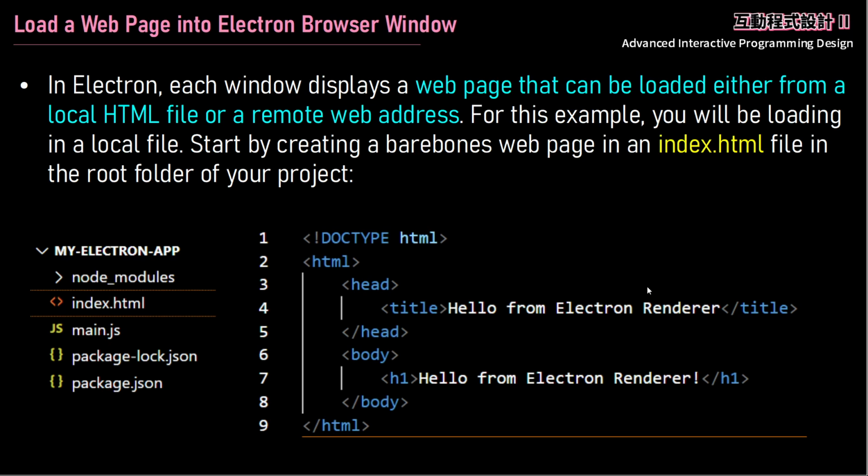Now we're going to load a web page into Electron to see the web page. In Electron, each window displays a web page that can be loaded either from a local HTML file or from a remote web address. So later we're going to make a local web page.